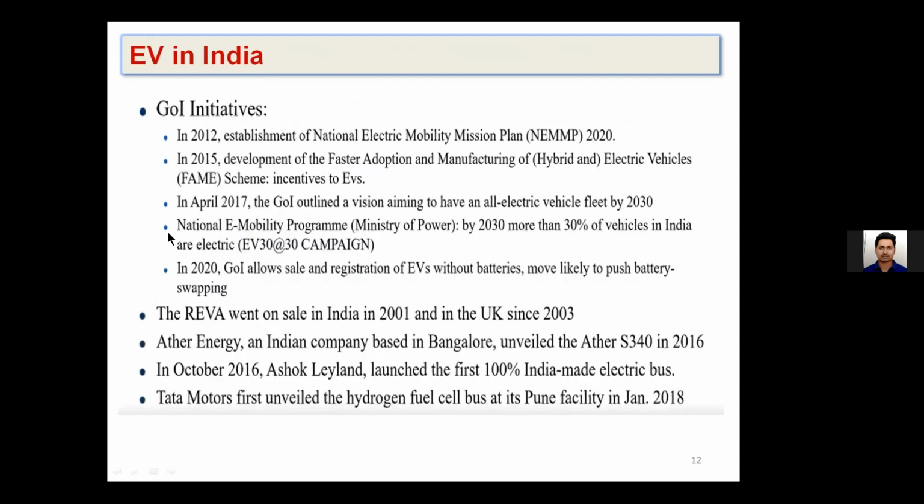Coming to EVs in India, there are various government initiatives as part of the National Electric Mobility Mission Plan. Reva is one of the companies, afterwards acquired by Mahindra, and Ather Energy are some of the startups associated with the development of scooters and so on. Even Tata Motors and Ashok Leyland, as we might have seen in the last 3 to 4 months, Tata Motors has got contracts for transport buses in different states of India.